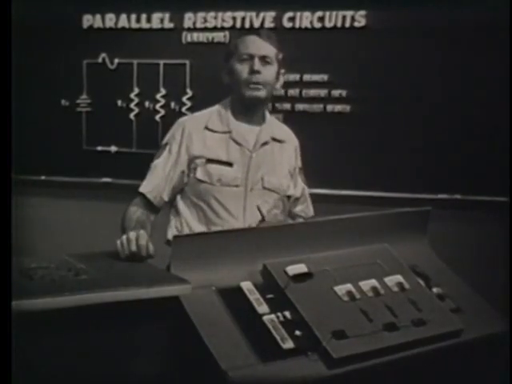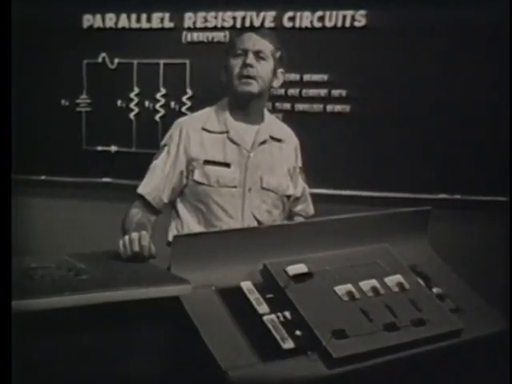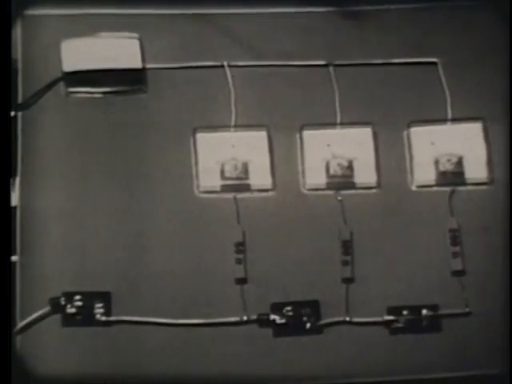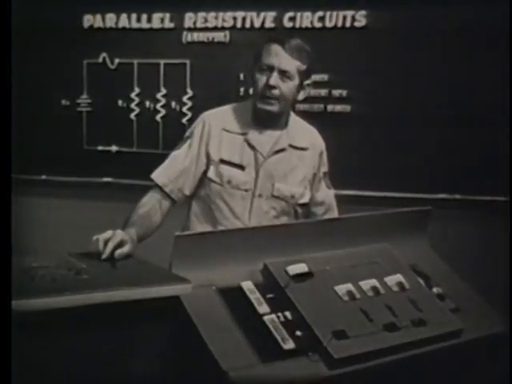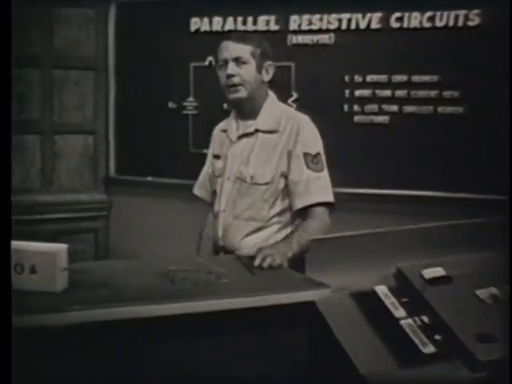Now, the total resistance in a parallel circuit is a little less obvious. In this circuit, we observe that each time we added a branch, the total current increased. Then we can say that when we add resistors in parallel, we must be decreasing the total resistance. Well, let's see why this is so.